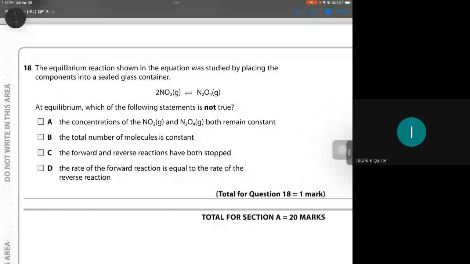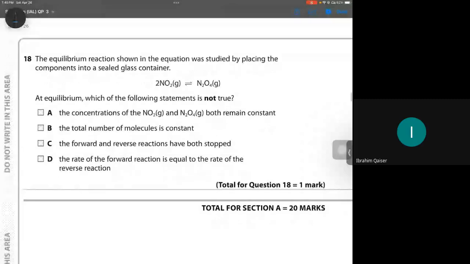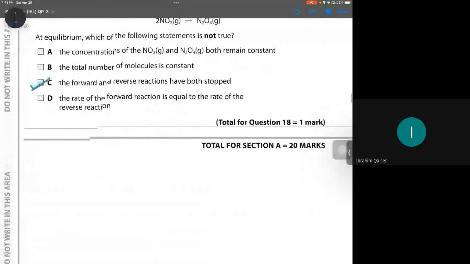Exactly. No, that's true. At equilibrium, the rate of forward reaction is equal to the rate of backward reaction. They can never stop. The particles are always in random motion. That's why C is your correct option.